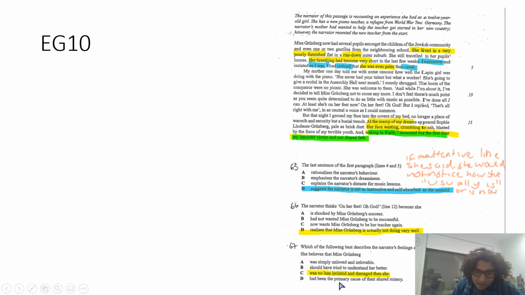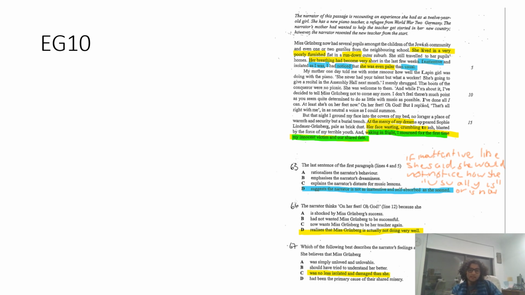D. Had been the primary cause? Nope. Doesn't say anything about that explicitly. B. Should have tried to understand her better? Where does it say that? Never. Not even once. Zilch. Nada. A. Was simply unloved and unlovable? Does it talk about that? Does the last paragraph, where she's talking about waking in fright, I mourned for the first time my innocent victim and our shared fate, talk about her being simply unloved and unlovable? No, it doesn't.